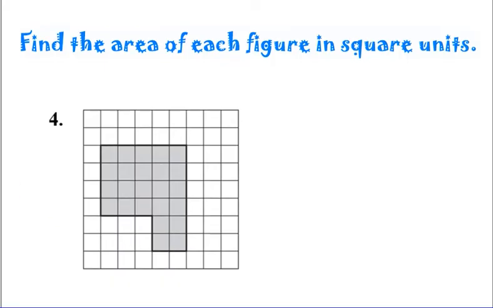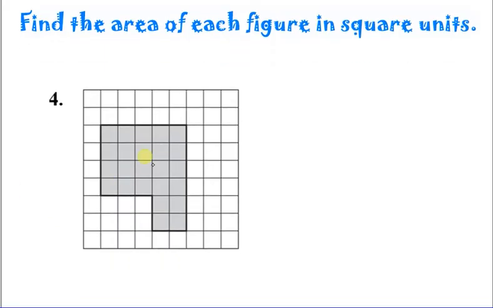Okay, now let's look at this compound figure. Find the area of each figure in square units. Well, first off, I see this is a compound figure. I can split it this way, or I can split it this way. I'm going to split it this way. Okay? First, let me identify what I have. I have a rectangle. I think it's a rectangle. 1, 2, 3, 4, 5. 1, 2, 3, 4. Yep, I have a rectangle and I have a square.